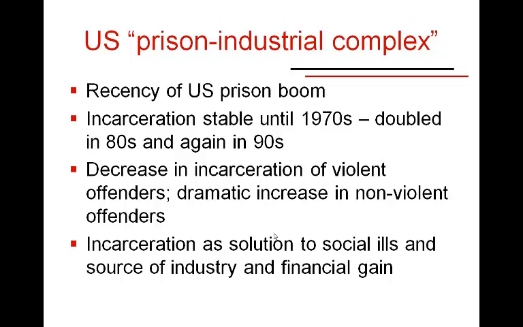But just to give you some of the key features of what's often described as the U.S. prison industrial complex. One key feature is the recency of the U.S. prison boom. Incarceration rates were stable until the 70s and then doubled in the 80s and again in the 90s. And this is in the context of, over that time period, a decrease in incarceration of violent offenders, but a dramatic increase in incarceration of people jailed for non-violent crimes.